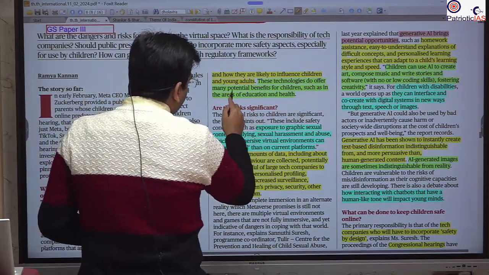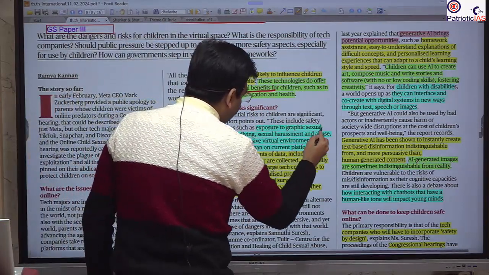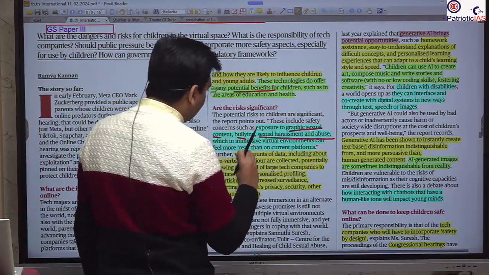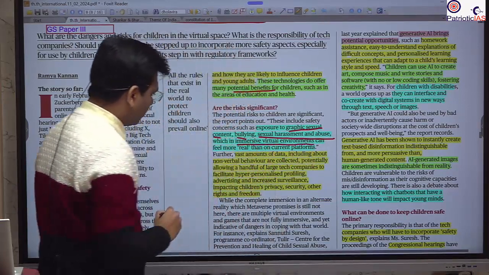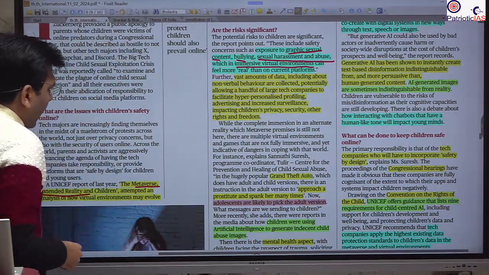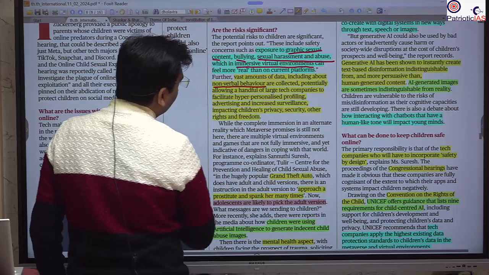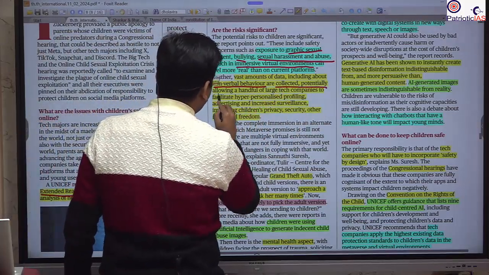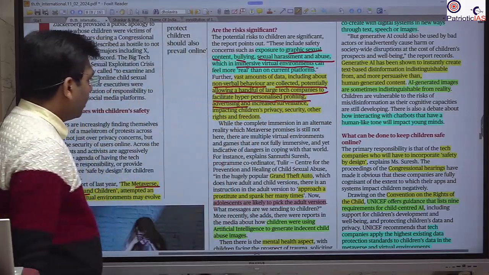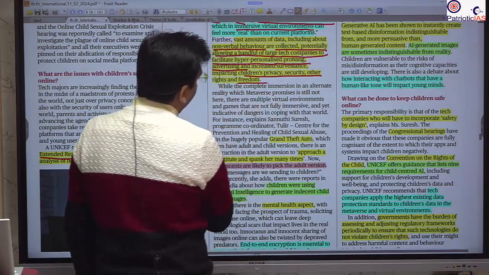This technology does offer many potential benefits, okay, but there is a lot of misuse as well, like graphic sexual content, bullying, sexual harassment, and abuse. This becomes very intense in an immersive virtual environment. So now this technology is making it very grave. Here it has been mentioned that there is a vast amount of misuse, in the form of non-verbal behavior data being collected, allowing a handful of large technology companies to facilitate hyper-personalized profiling.